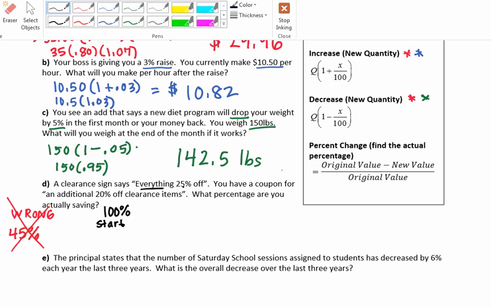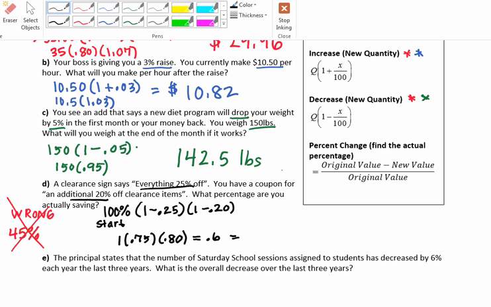And I'm going to deal with this everything 25% off like a discount. 1 minus 0.25. An additional 20% off we could enter as 1 minus 0.2. Now 100% as a decimal is just 1. 1 minus 0.25 is 0.75, and 1 minus 0.2 is 0.8. If I put this into my calculator, 1 times 0.75 times 0.8, I get 0.6.